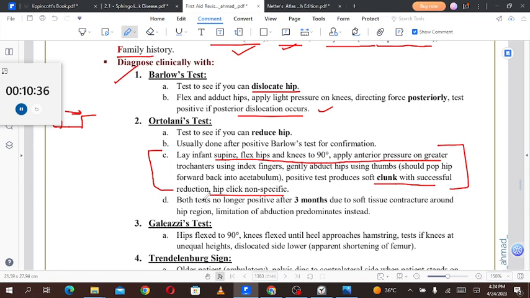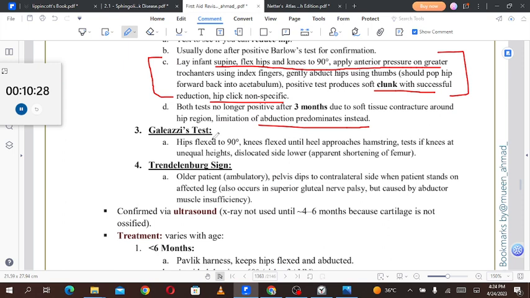Hip click is not specific. Both tests are no longer positive after 3 months due to soft tissue contracture around the hip region. Limitation of abduction predominates instead. Galeazzi test: hip flexed to 90 degrees, knee.